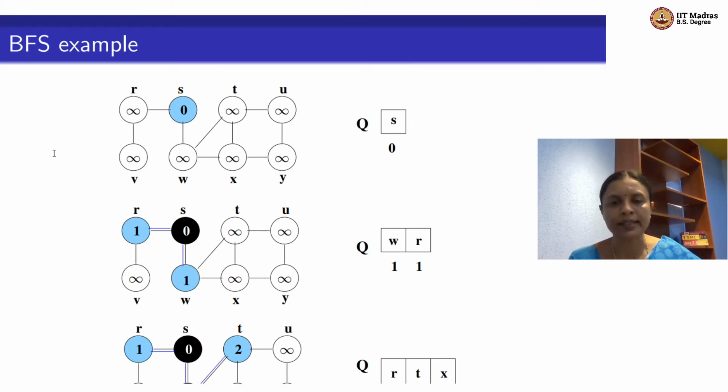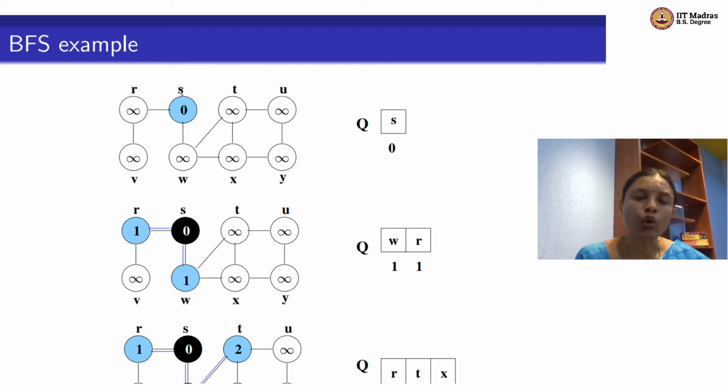I have it in the slides just for ease of use. On the top left here, you see a graph. Study the graph a bit. How many vertices are there? R, S, T, U, V, W, X, Y. 8 vertices are there. And the vertex named S is the starting vertex, the source vertex from where you start. Your goal is to compute paths for all the vertices that are reachable from S.